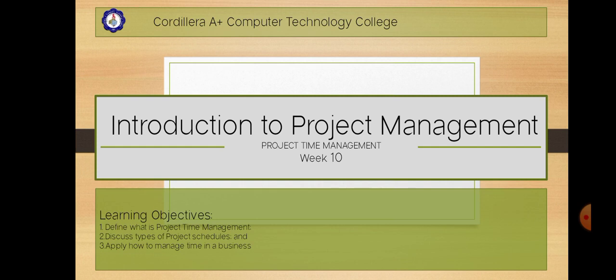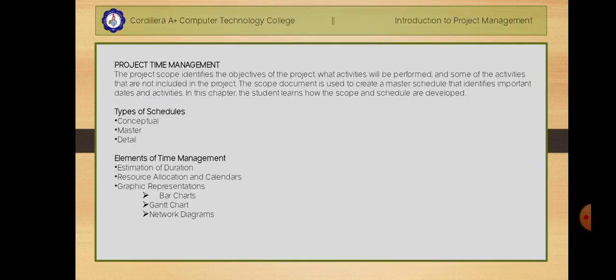Okay, so moving on. We have here project time management. The project scope identifies the objectives of the project: what activities will be performed, and some of the activities that are not included in the project we are developing. The scope document is used to create a master schedule, which identifies the important dates and activities in the project.